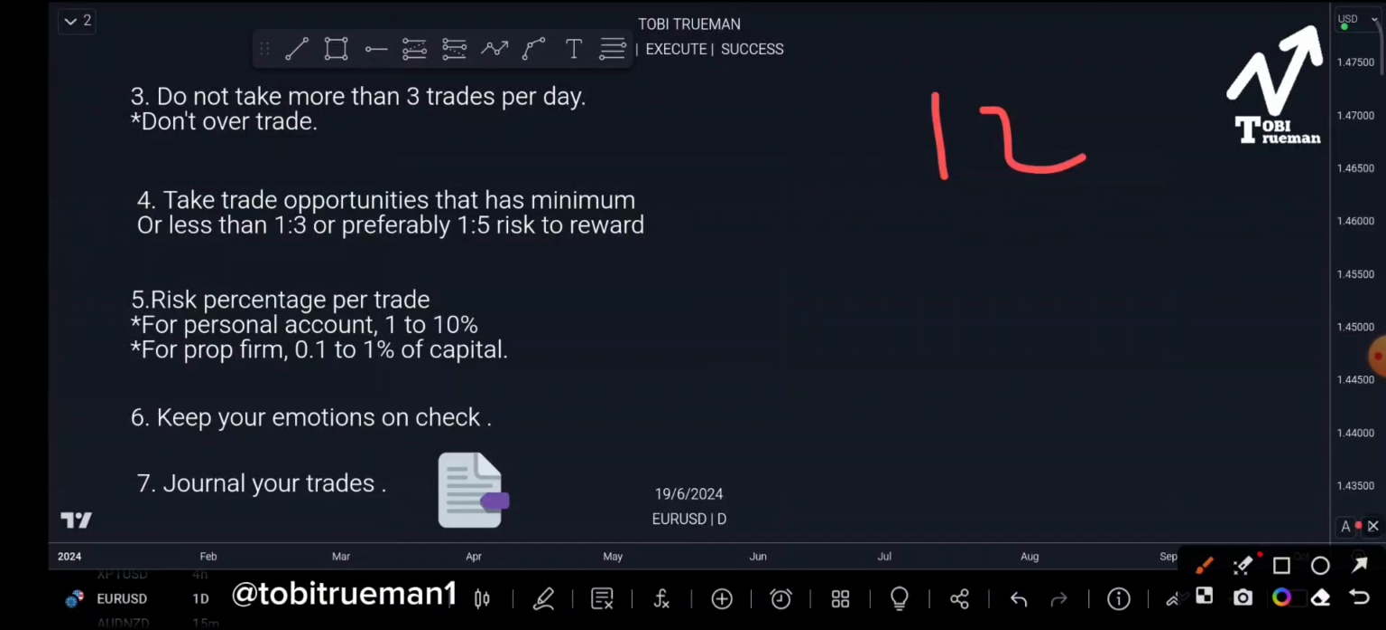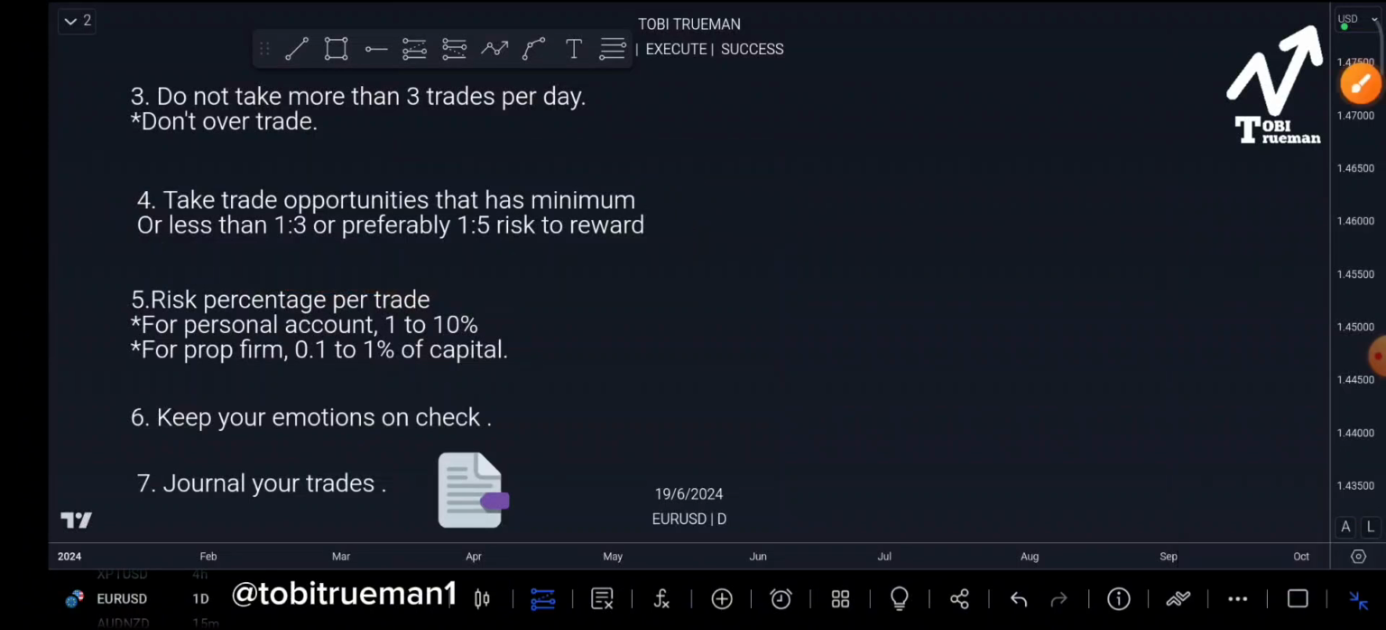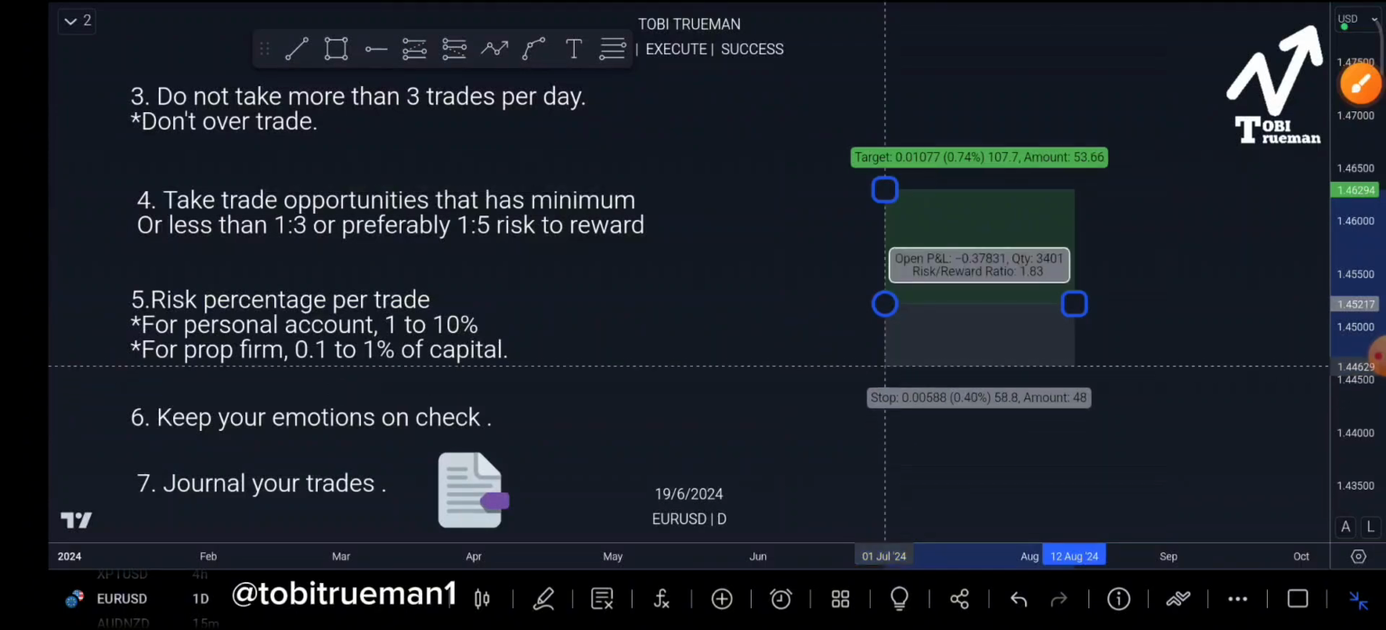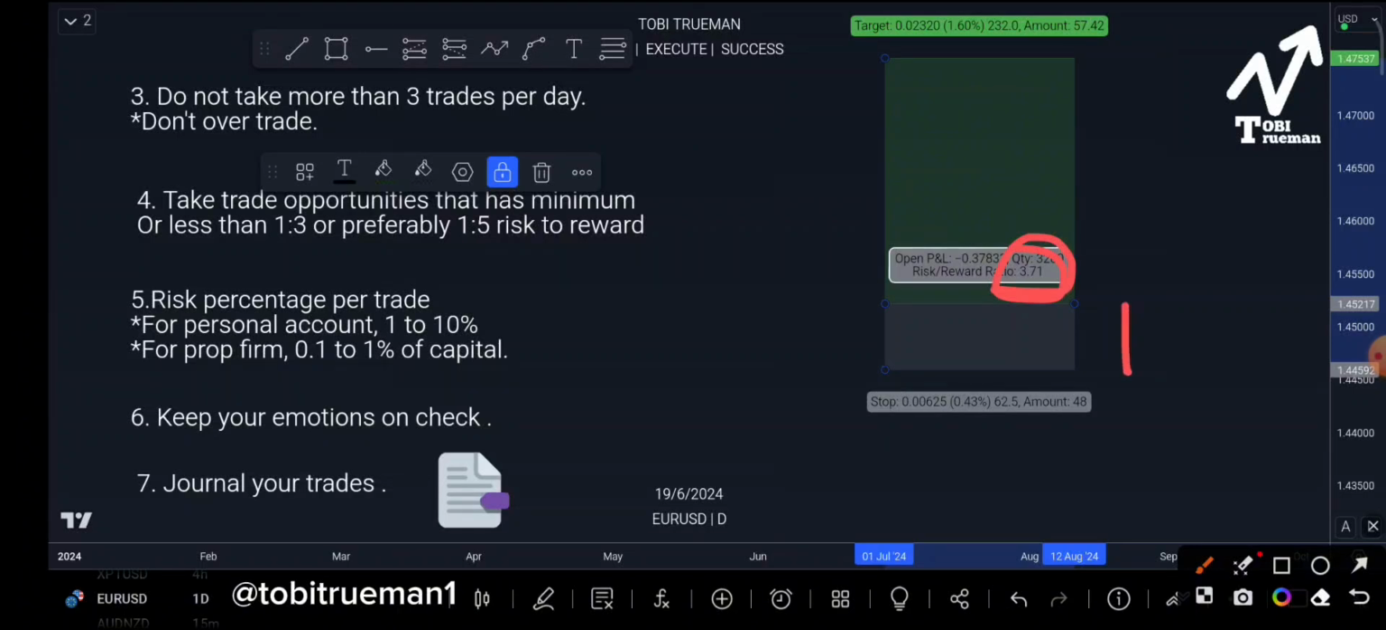Number 4 on this aspect is this. Take trade opportunities that have a minimum of, or not less than, 1 to 3, or preferably 1 to 5 risk to reward. If you are buying, when you bring out your measurement tool, you can see that from this trade you should take any opportunity that is at least 1 to 3, meaning that if you are risking $1, you are going to be getting $3.